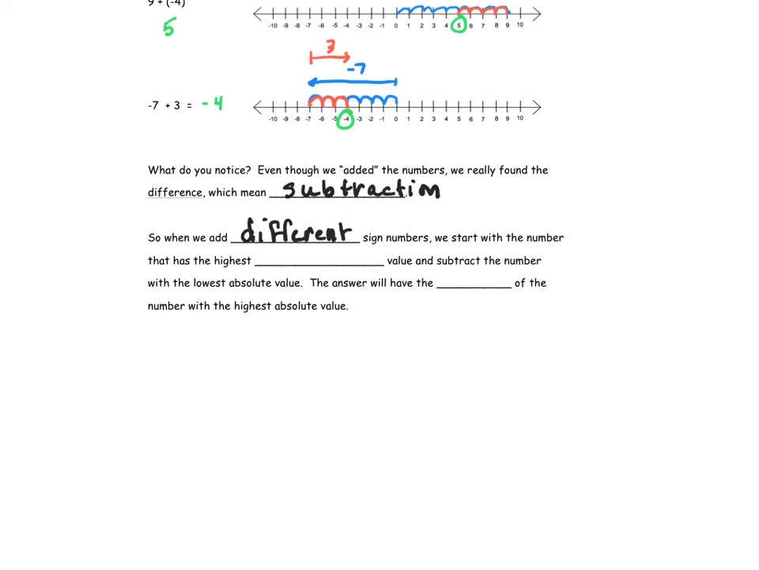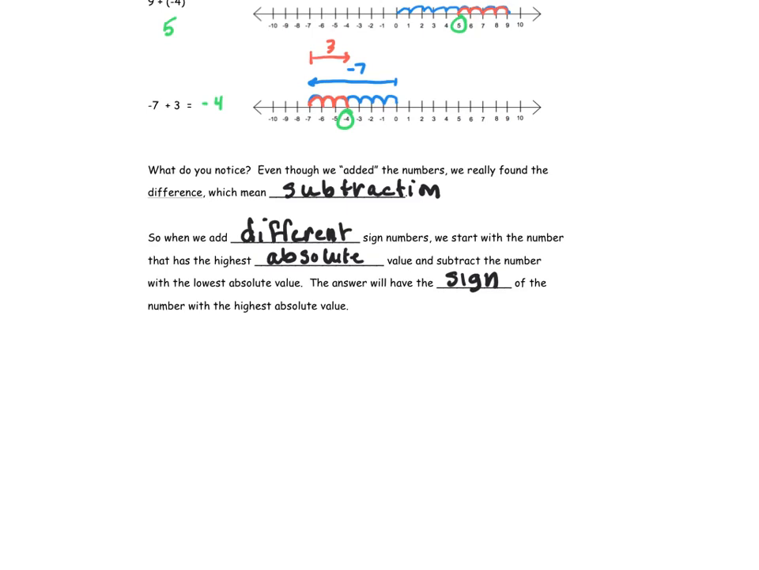We start with the number that has the highest absolute value. And, this is important, subtract the number with the lowest absolute value. The answer will have the sign of the number with the highest absolute value. So let's write that, and then let's see if we do that pencil and paper, if it works.